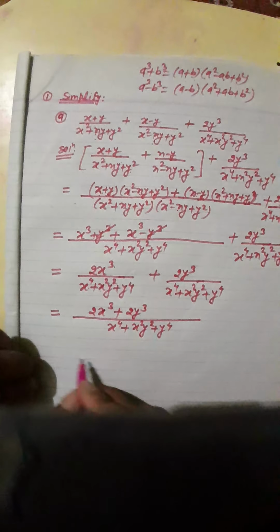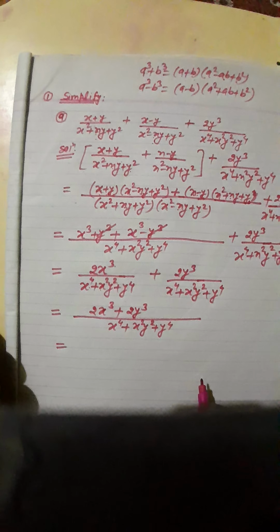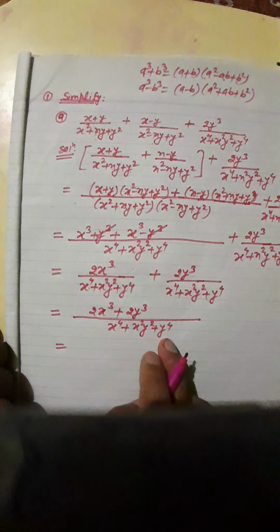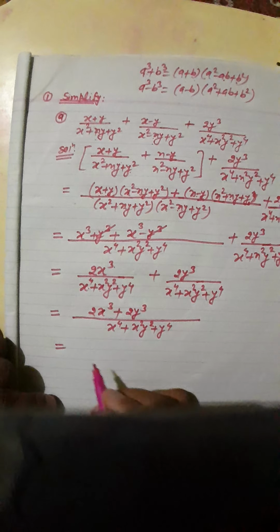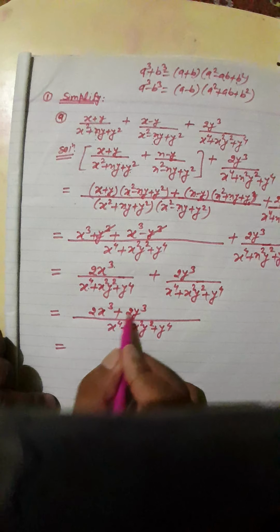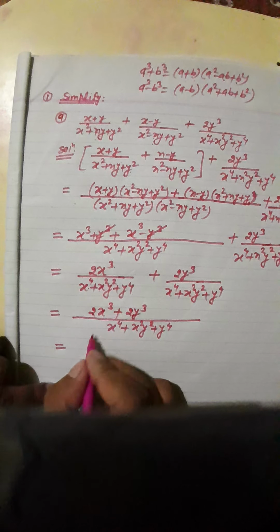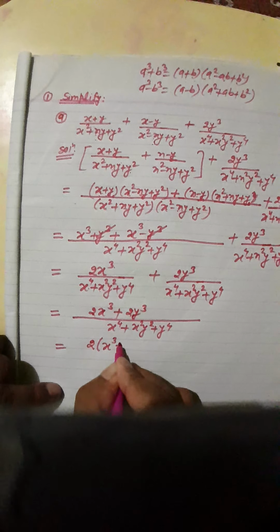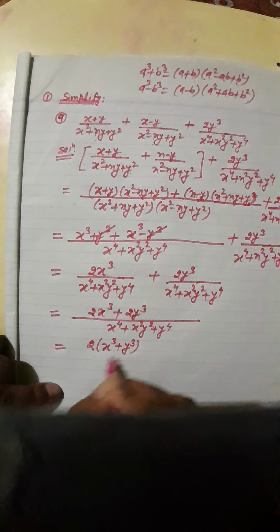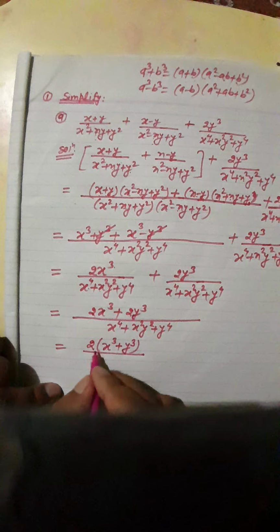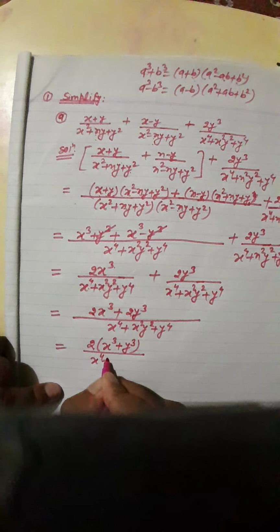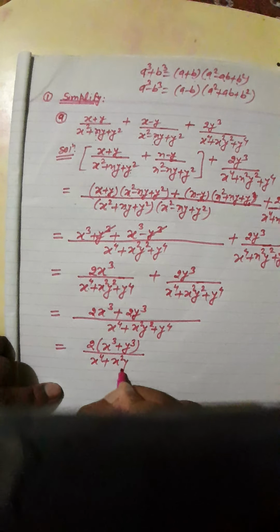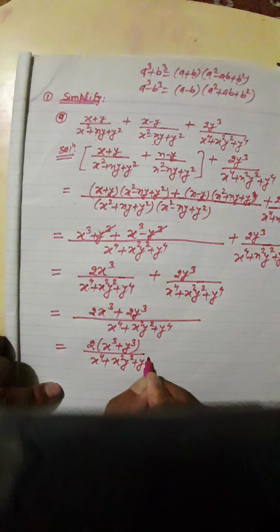And after this, if it is possible to factorize the numerator and the denominator, then we can get their common factor and cancel it. Here 2 is common, so we can take 2 common, x to the power cube remains, plus y power cube remains, and we keep this the same, divided by, downside, x to the power 4 plus x square y square plus y to the power 4.